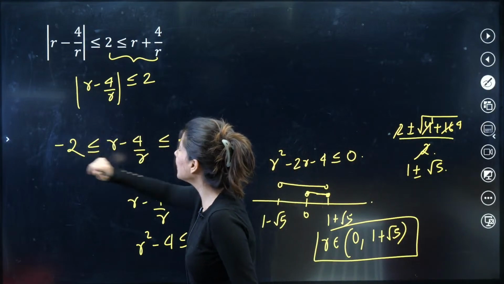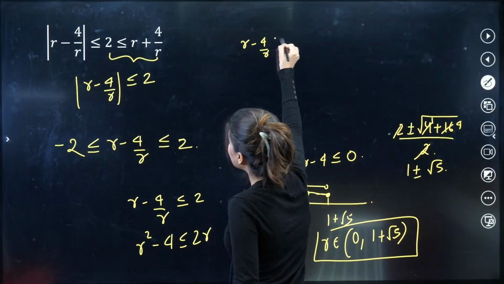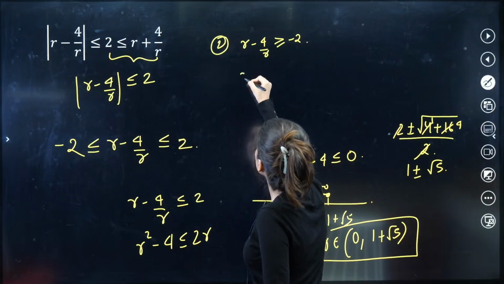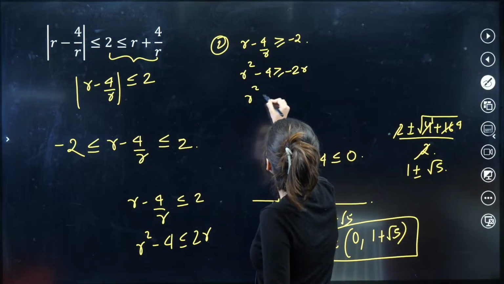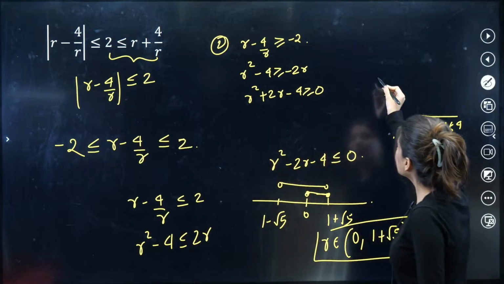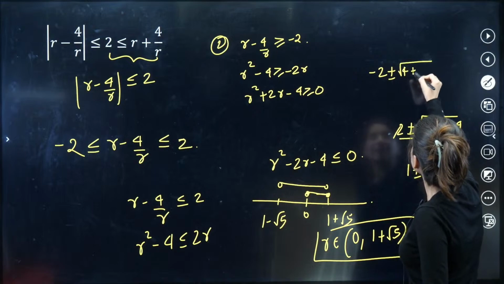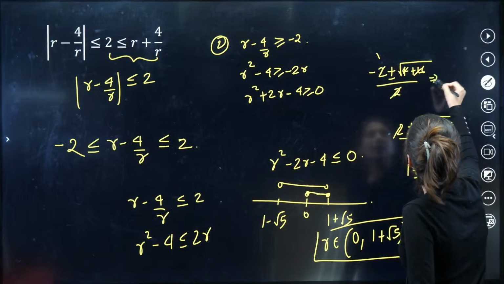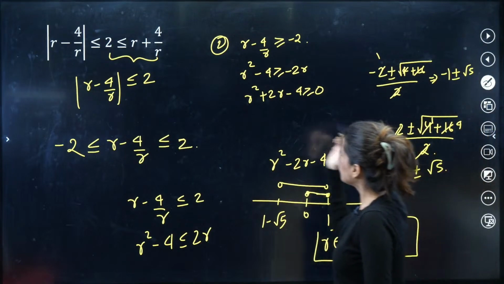And now let us talk about the left hand side inequality. r minus 4 by r is greater than or equal to minus 2. Let us solve this inequality as well. So r square minus 4 is greater than or equal to minus 2r, that is r square plus 2r minus 4 greater than or equal to 0. Now if I solve it, minus 2 plus minus the square root of 4 plus 16, by 2. So this is going to give me minus 1 plus minus root 5.